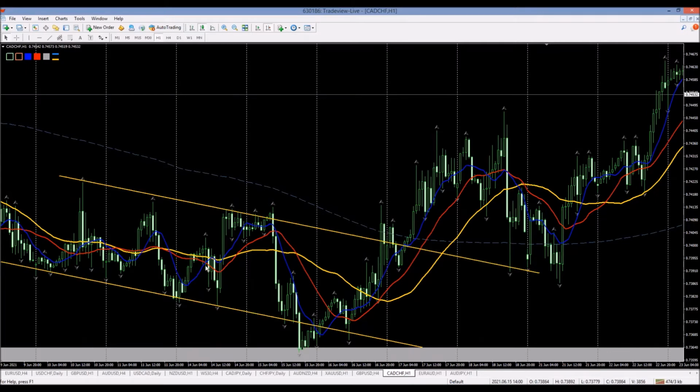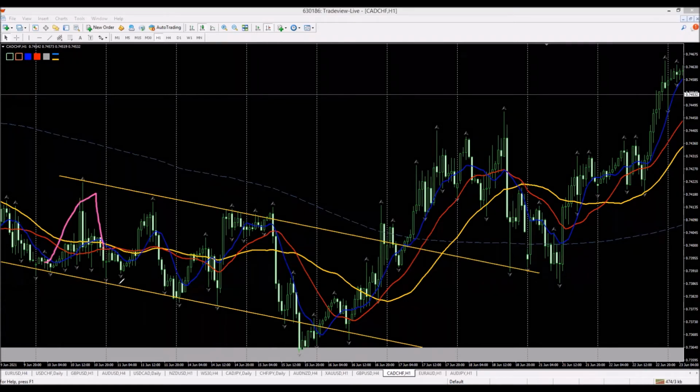And what we're seeing here is that here's a channel and price is going up and down, up and down, up and down in the channel. Nice little head and shoulder pattern there, and it goes up and breaks out of the channel. Back in, out.